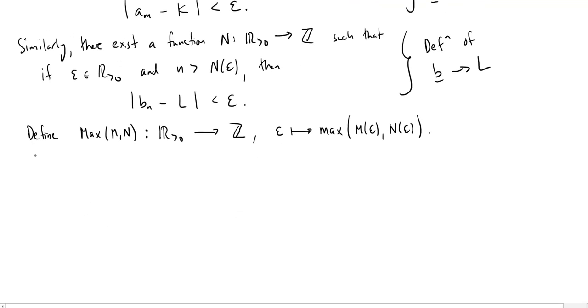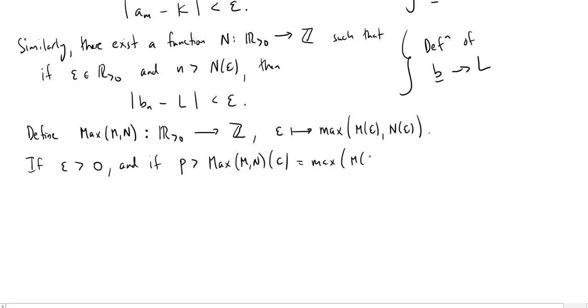So let's say I go out far enough. So let's say P is some number. Actually, let's start with an epsilon. So if I take some epsilon greater than 0, and if P goes past my eventually number, okay, so I go past max of m of epsilon and n of epsilon, which is the max of m of epsilon and n of epsilon.